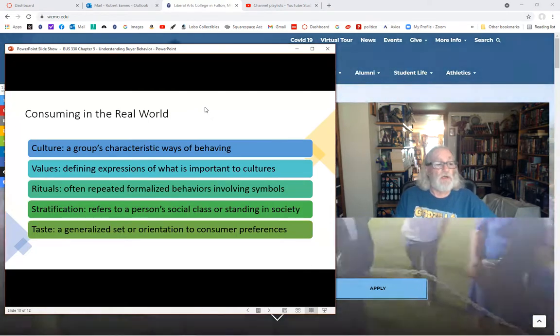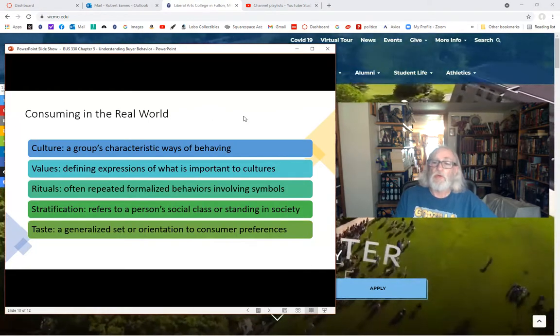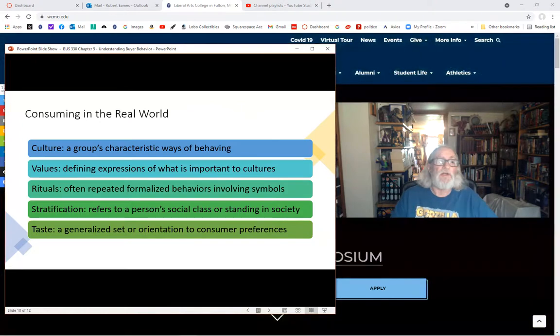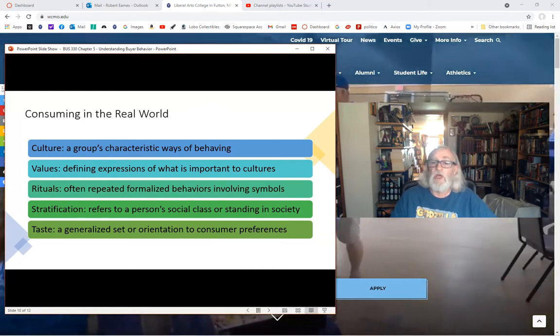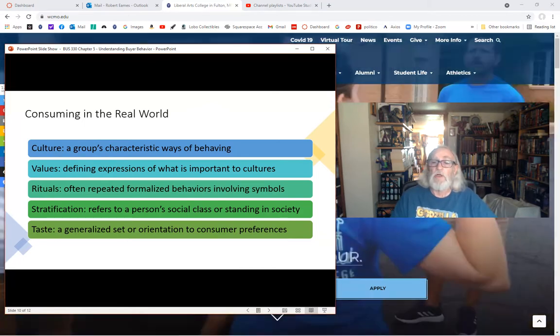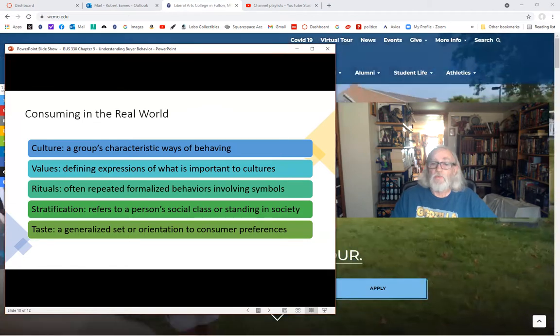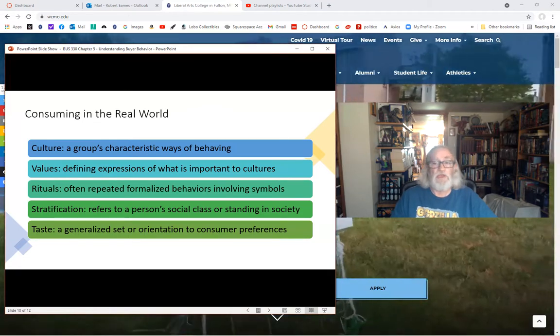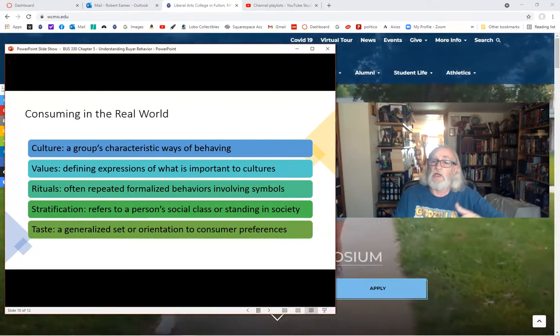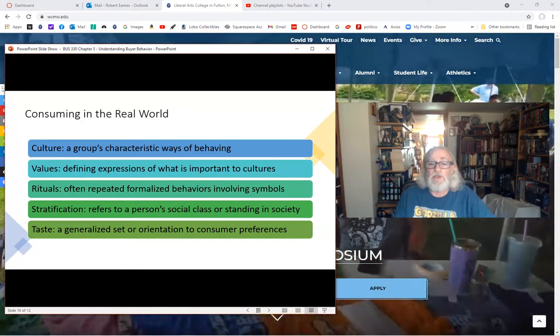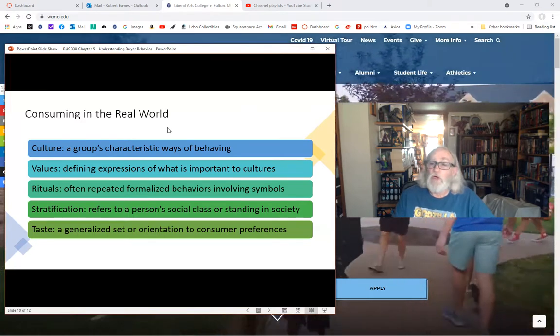So we have to take a look at consuming in the real world. What is it in reality out there? Well, it is all about culture, and a culture is a group's characteristic ways of behaving. So in America, culture is more or less the same, but it does vary by region and by ethnicity and so forth. And so we have to be aware of that.